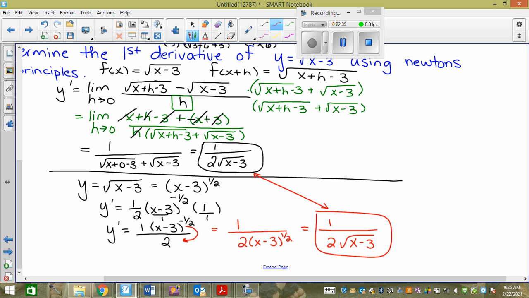So the good thing with Newton's first principles now is you guys can actually check them. You still can be asked to do them, but you can check them with actual math and see if you got them right. Okay?